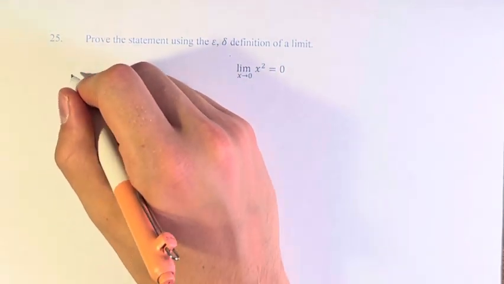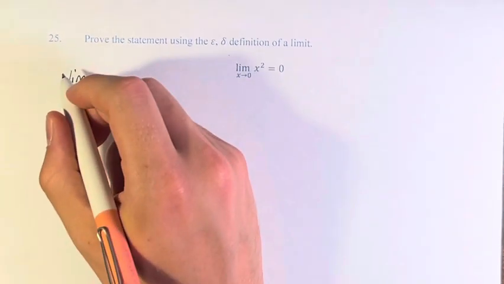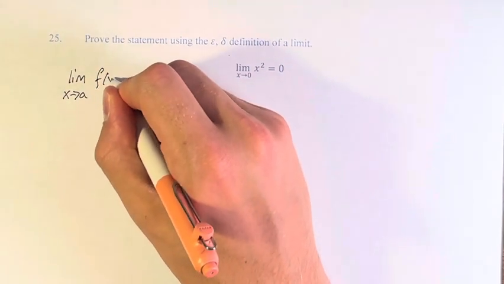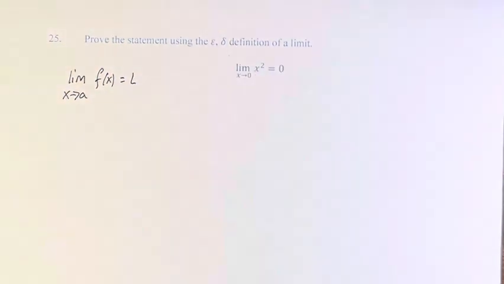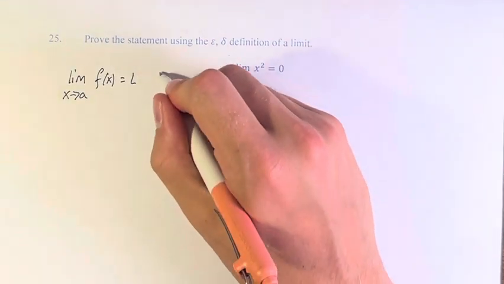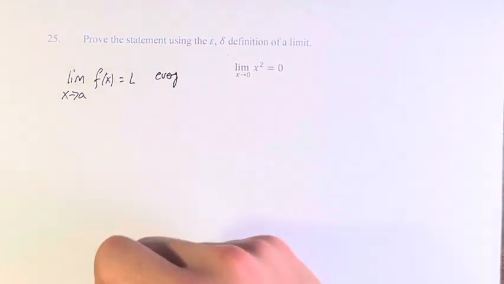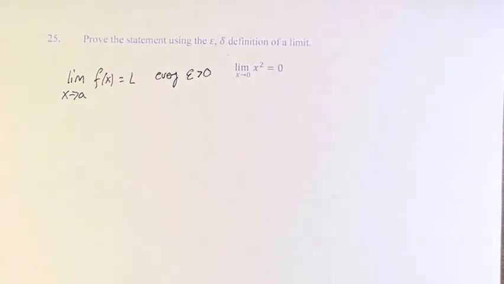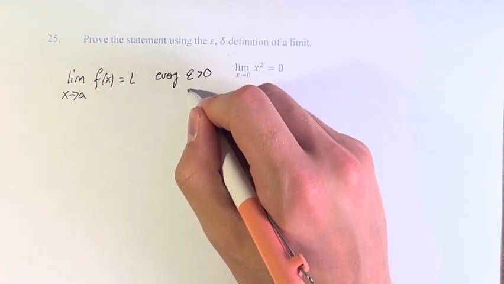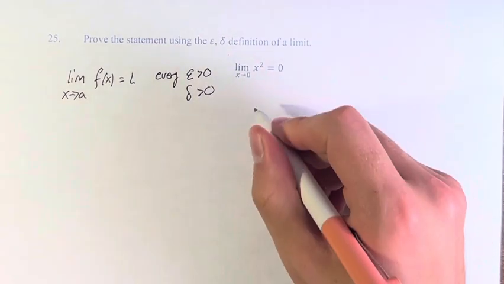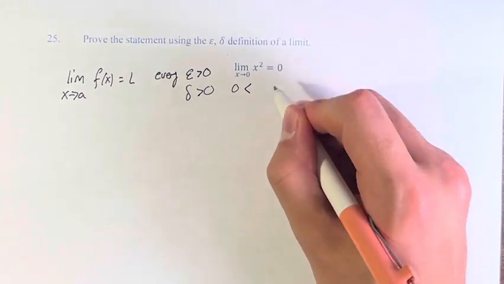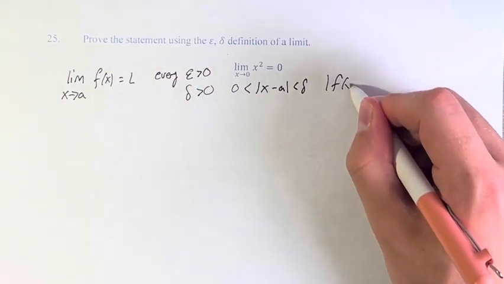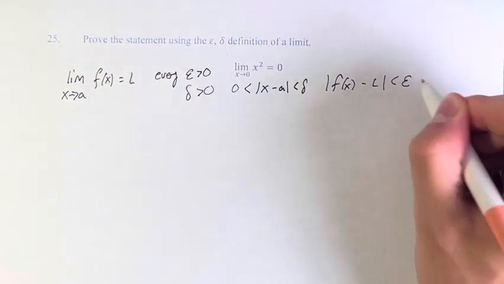So the precise definition of a limit states that if you have the limit as x approaches a of f of x is equal to L, this means that for every positive number that you can think of, which we denote as epsilon, there is an associated delta such that 0 is less than the absolute value of x minus a is less than delta, and the absolute value of f of x minus L is less than epsilon.